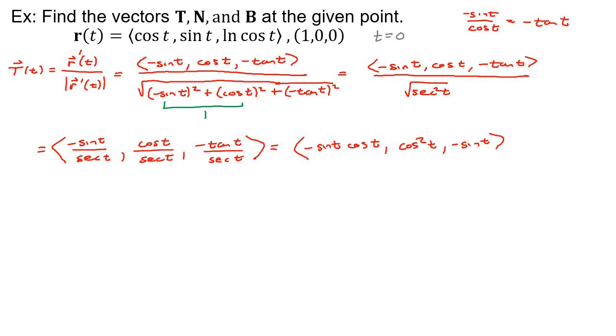If you plug the 0 in, T at 0 would be sine of 0 is 0, so the first one goes to 0. Cosine 0 is 1, 1 squared is 1, and sine of 0 is 0. So there's my vector T at 0.